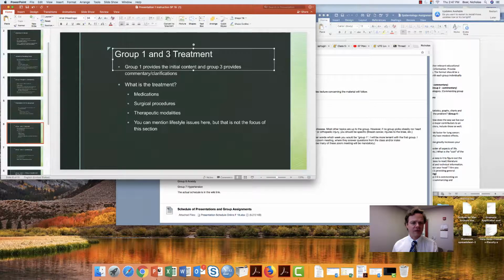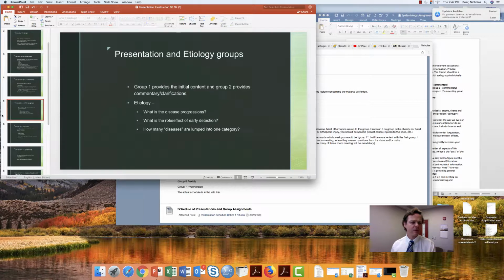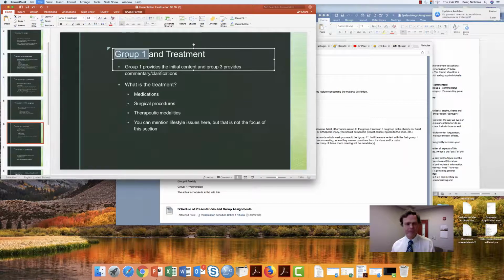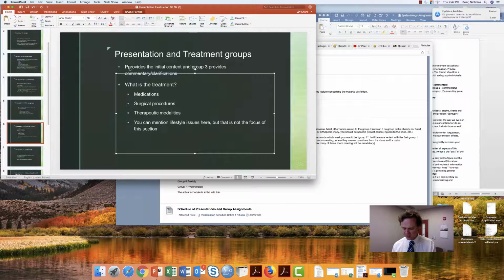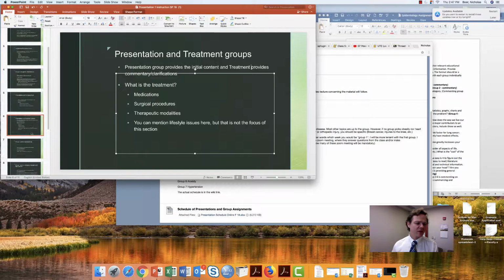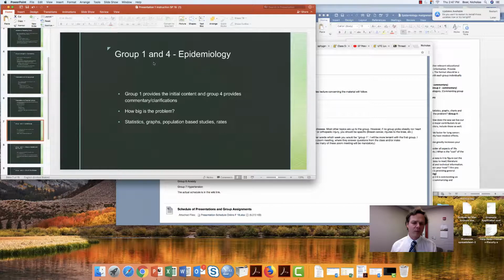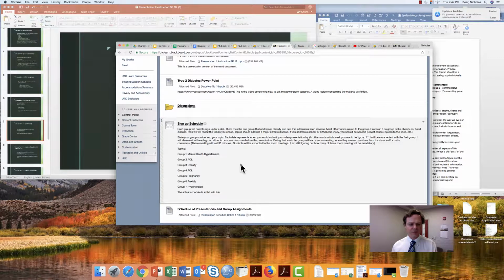So this could be presentation and treatment groups. And then I have to adjust this. The presentation group provides the initial content, and then the treatment group provides commentary and clarification. So you can think of it all the way through. Every group is going to cover every topic.